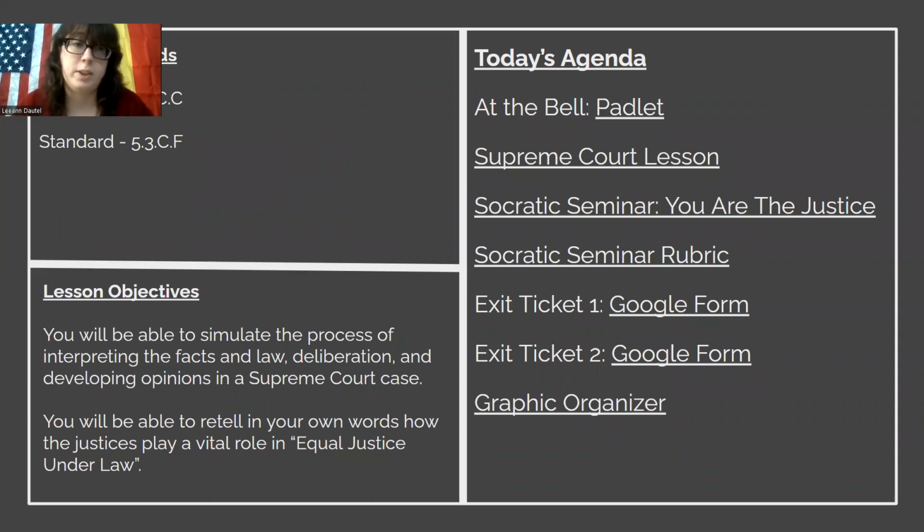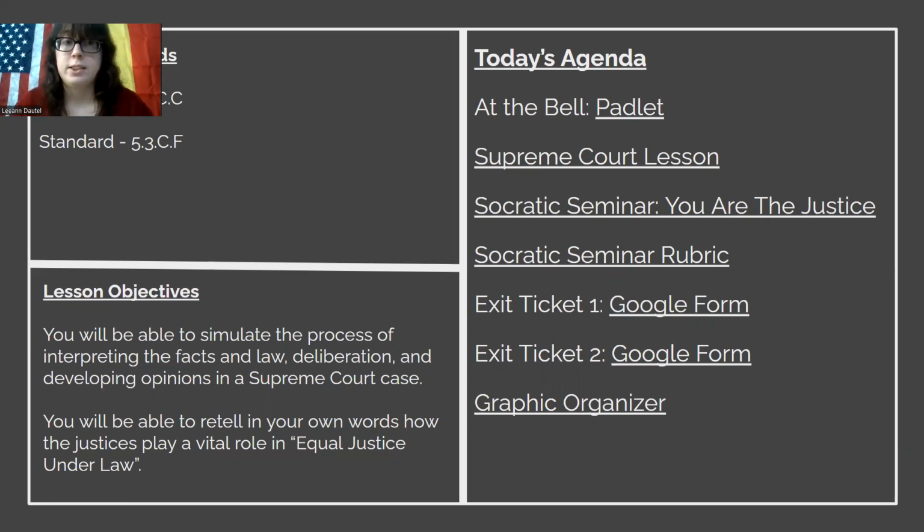The lesson objectives of today. You will be able to simulate the process of interpreting the facts and law, deliberation, and developing opinions in a Supreme Court case. You will be able to retell in your own words how justice plays a vital role in equal justice under law. Today's agenda, first things first, our after bell activity, our Padlet.